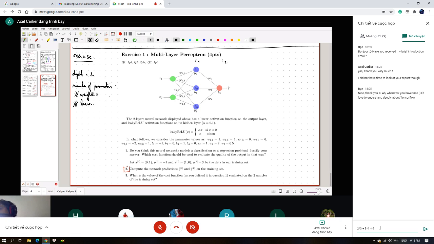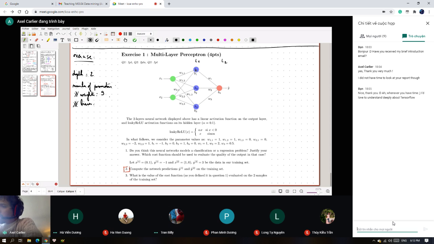So what's the number of weights here? 9, exactly. It's 9 because it's the number of W here: 2 times 3, 6, plus 3 times 1, 3. And what's the number of biases? 4, exactly. We have 3 plus 1. There is 1 bias per neuron.